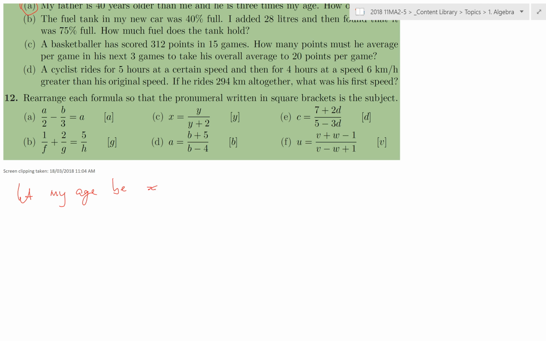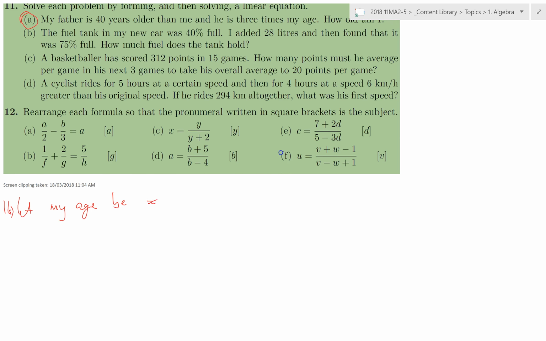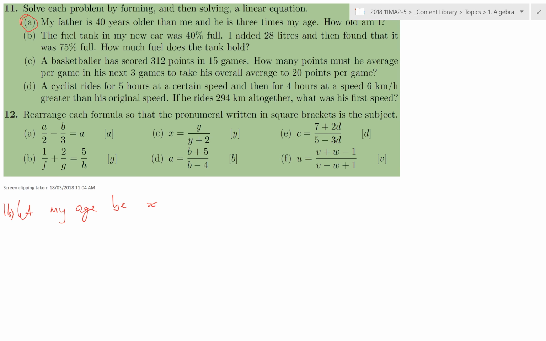Now we've got to find statements about x. This was question 11a. My father is 40 years older than I am, so that means that he is x plus 40 years old. Okay, so I've got that statement there. I know my father's age is x plus 40. I don't want to create a new variable there if I can avoid it. And that's also 3 times my age, so equals 3x.